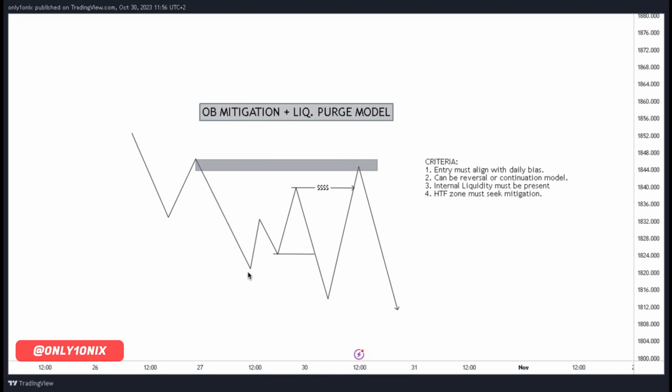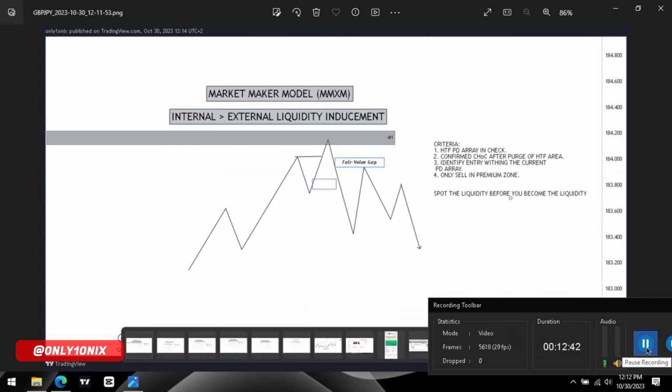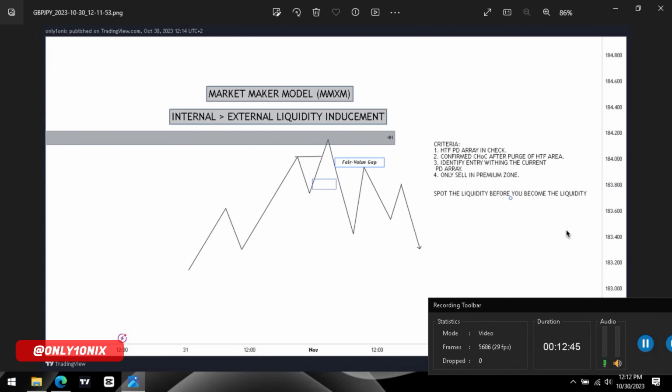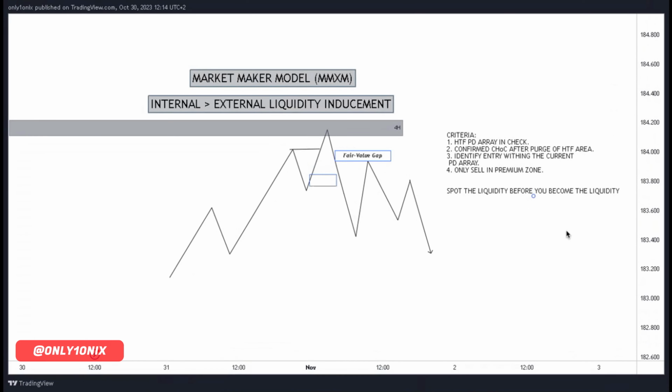I don't need to risk more on this model because I'm not trading against the trend. Okay, my entries are in line with my daily bias. If the daily or the weekly higher time frame is trending in a specific direction, I go along with it. This is the latest model that I'm into now, because of the reversals that have been happening in the market. I've been looking for an optimal way to get in on reversals, and I came across this model. It's called the market maker model.